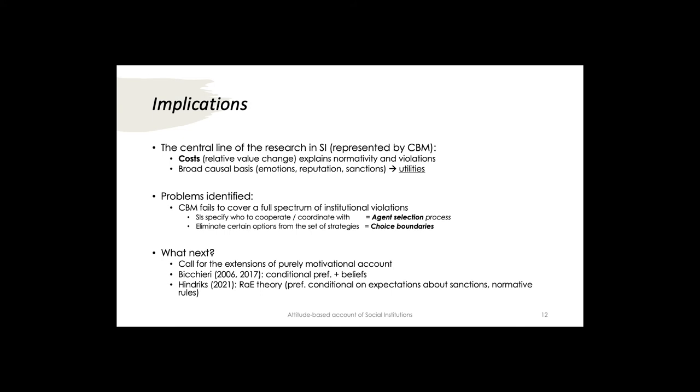The cost-based model fails to cover the full spectrum of institutional behavior, institutional violations. It seems to me that social institutions also specify who to cooperate and coordinate with, and they eliminate certain options from the set of strategies. And these two aspects are completely neglected by the cost-based model and the rules and equilibrium theory. So the question is, what next?